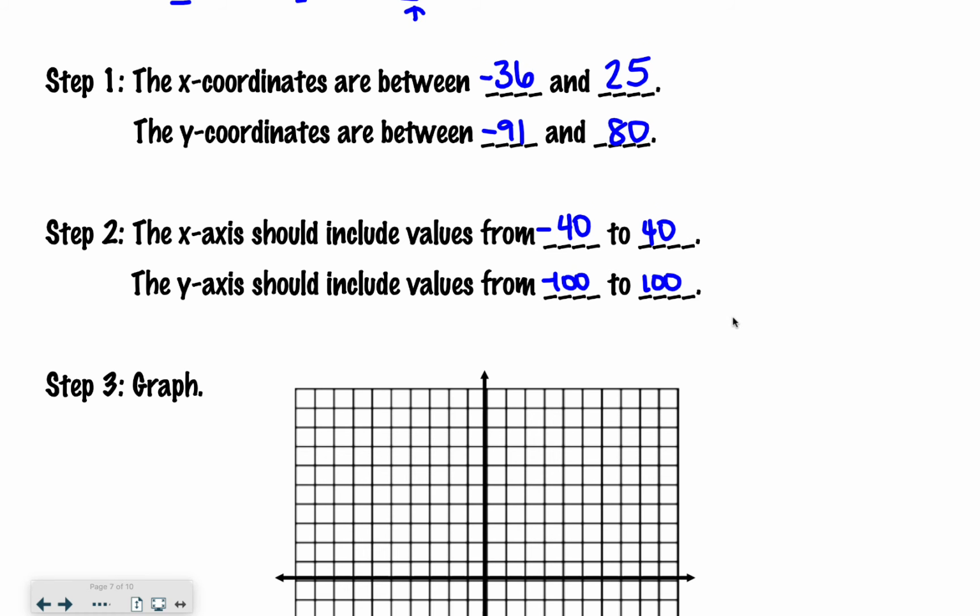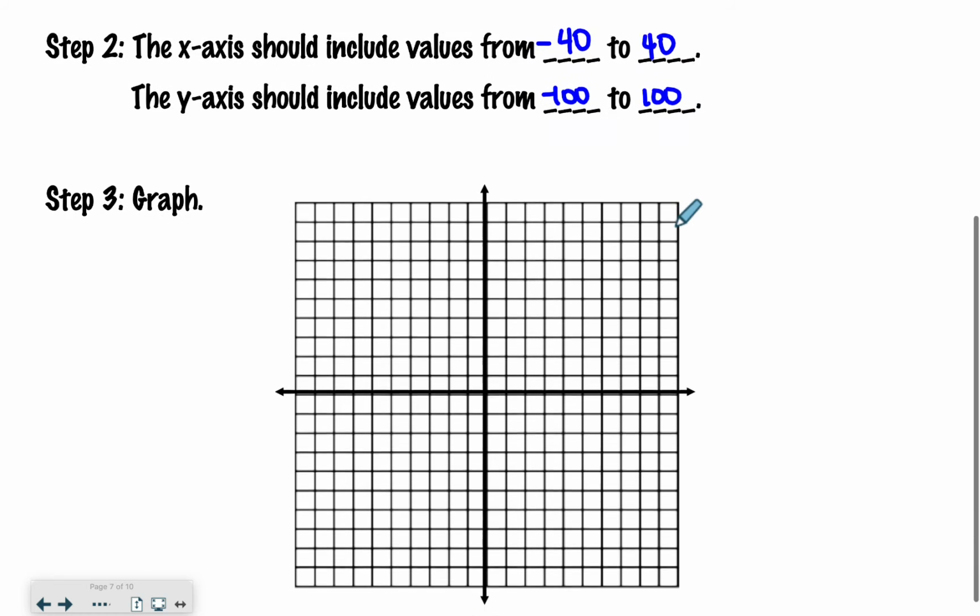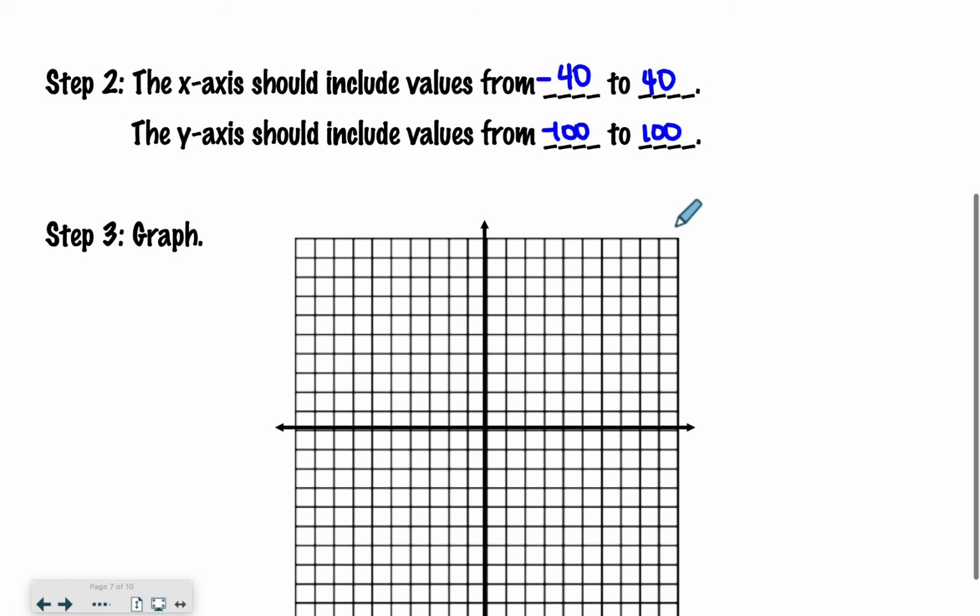25 is not that far from 40, and 80 is not that far from 100. So then if I think about this, if I need to go from negative 40 to 40, I should go maybe by tens. And then same here. If I need to go negative 100 to 100, I'm also going to go by tens.